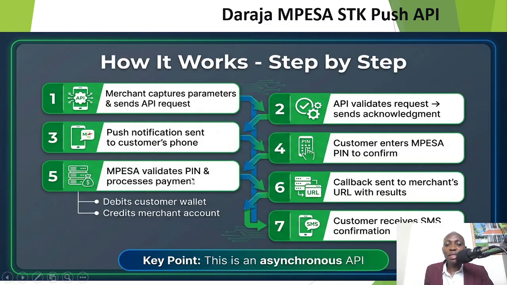M-PESA validates the PIN and processes the payment, and as part of processing the payment, it debits the customer wallet and credits the merchant account. The callback is then sent to the merchant URLs with results. The customer receives an SMS confirmation. Basically, these are some of the basic steps with regard to the M-PESA STK Push API.